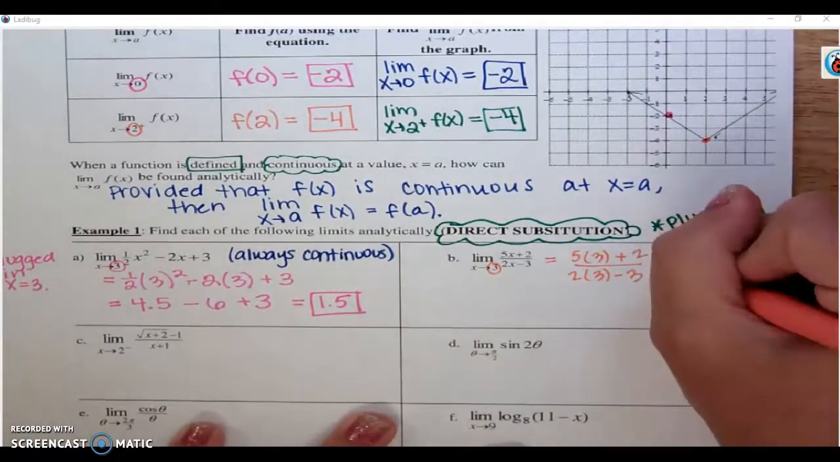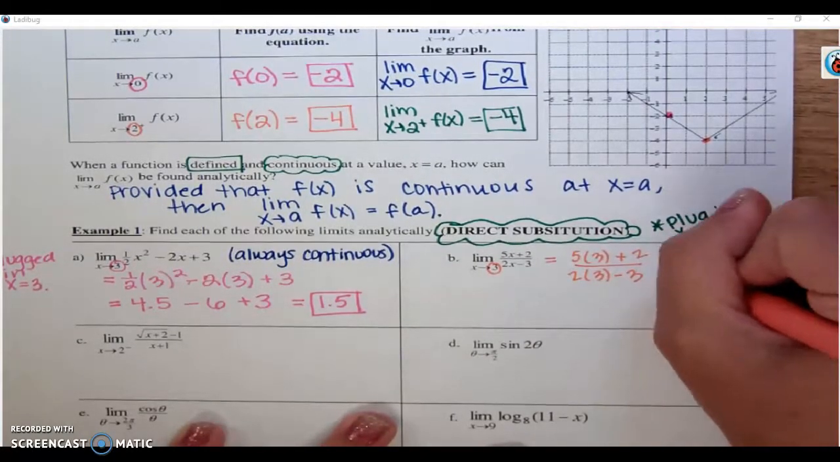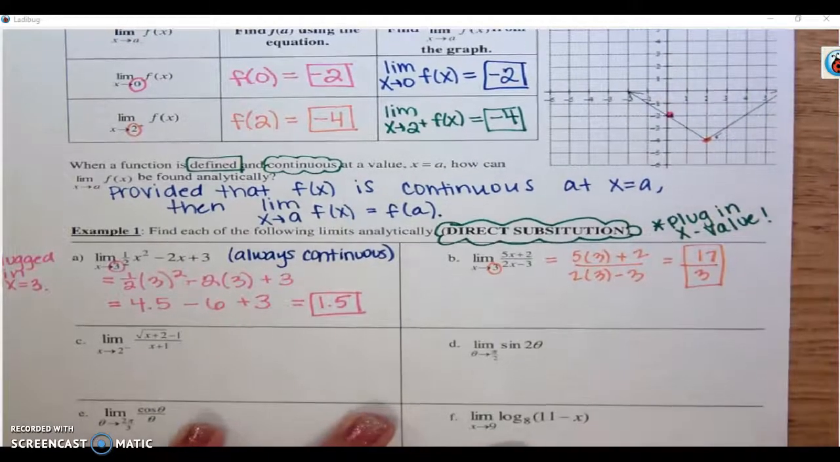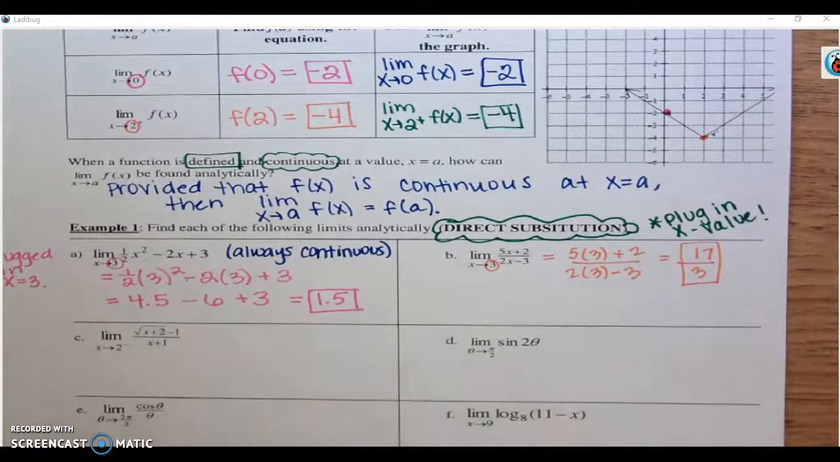So we're going to have 17 over 3. Okay, that was direct substitution. We just plugged in that 3.